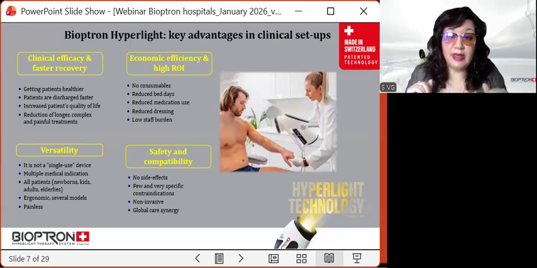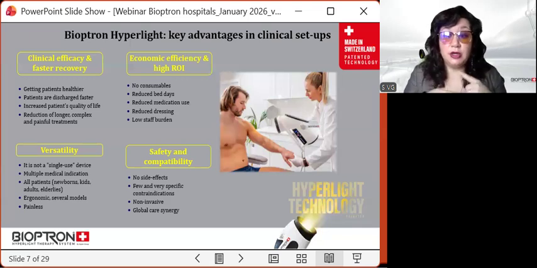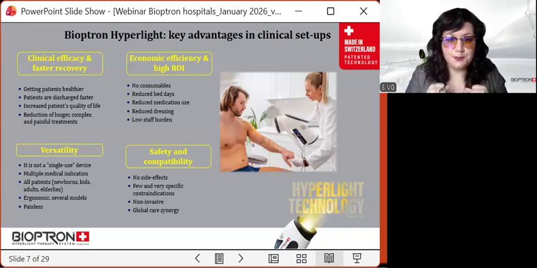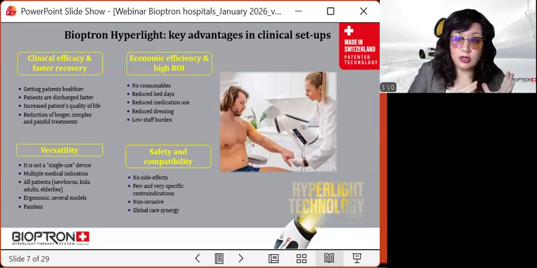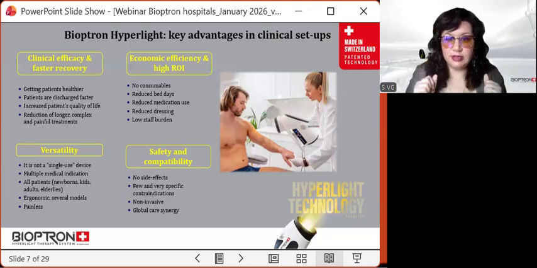It will also reduce the bed days. Of course, if you accelerate the wound healing or the mobility of a patient, a post-surgical recovery, the hospitals can improve the bed turnover rates faster. Also, it provides a low staff burden. As I told you before, the devices are user and patient friendly. The devices are very ergonomic, very easy to use, with very short treatment times, as you know, between 4 and 10 minutes.